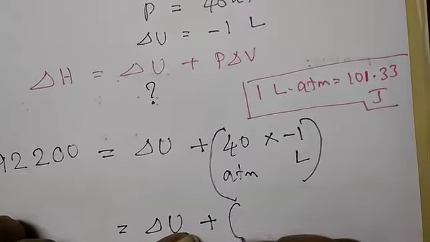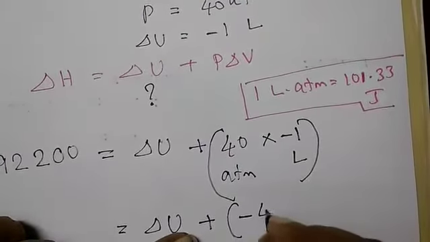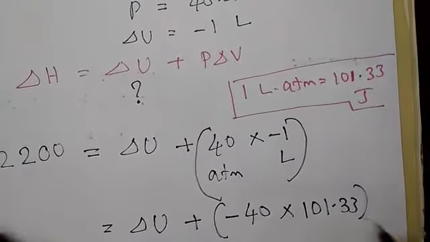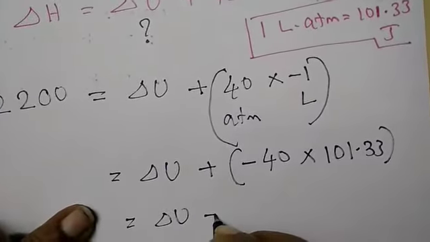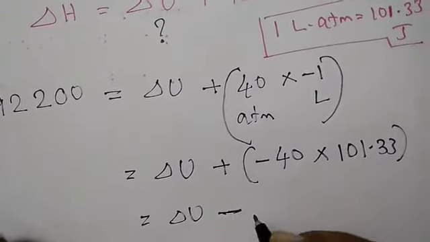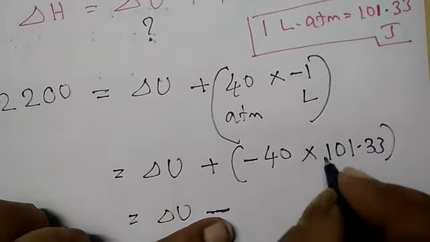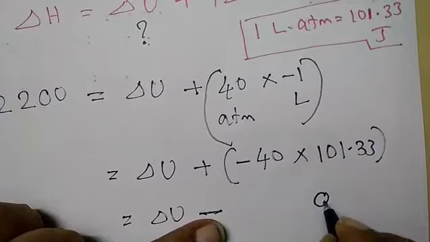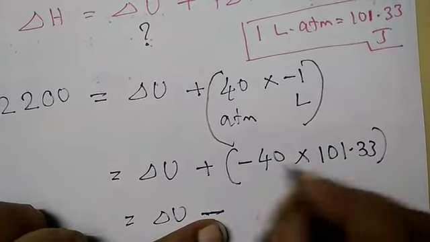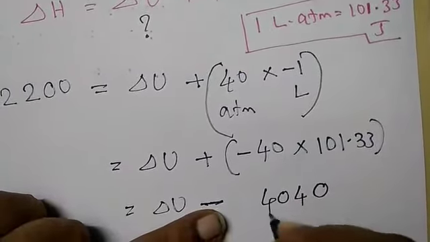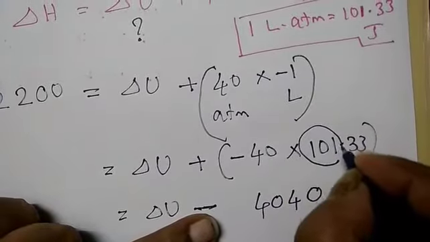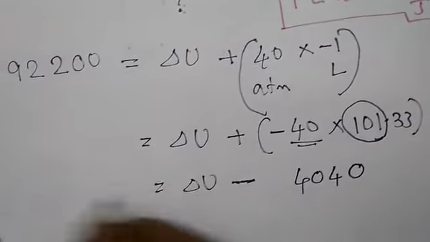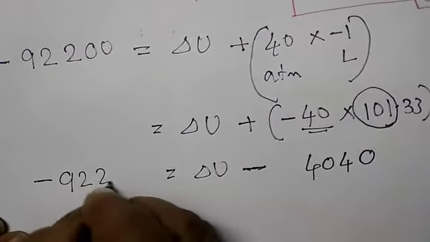Here it becomes 40 into minus 1, which is minus 40, into 101.33. I am taking a round up of 101 into 40 and doing the multiplication straight away. 4 into 1 is 4, again 4 into 0, again 4. So this is your minus 92,200.